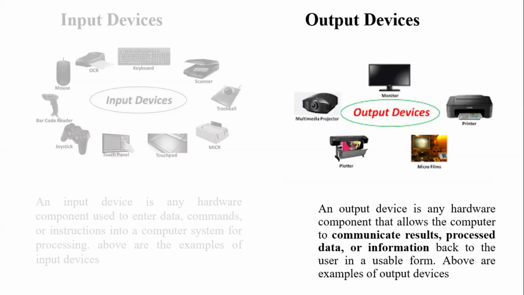So in education, output devices make learning visible. For example, a projector displays PowerPoint slides in class, helping hundreds of students to see one screen. Speakers make it possible for learners to hear the audio. So as you can see here, we have a monitor for display, we have a printer, and we also have a projector. All these are examples of output devices.